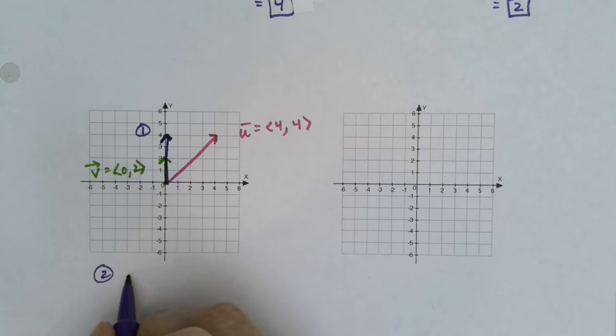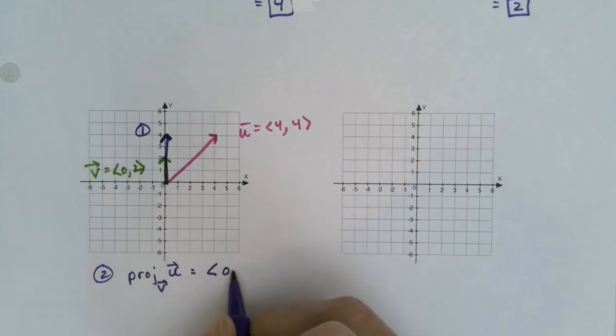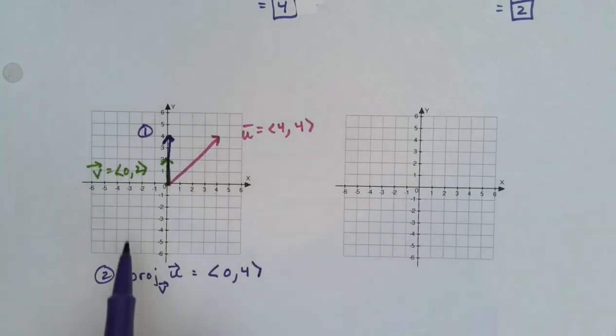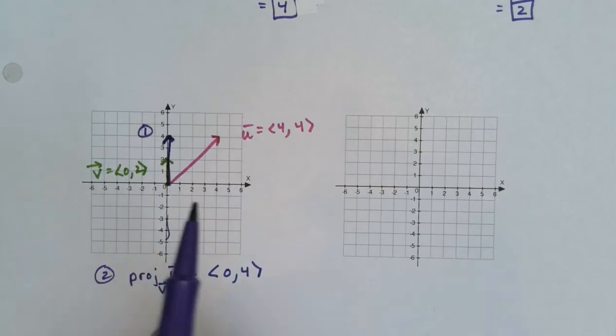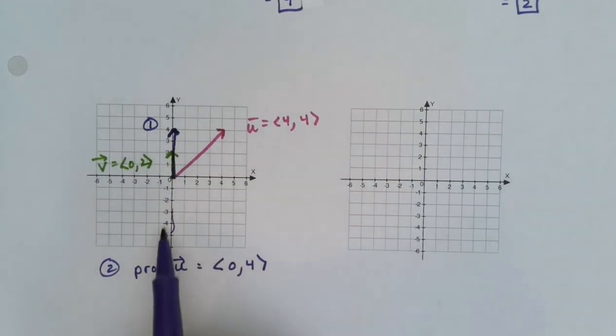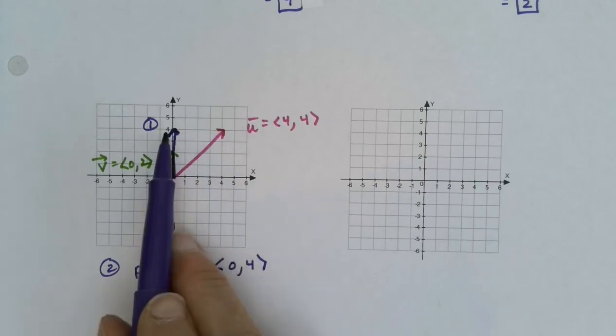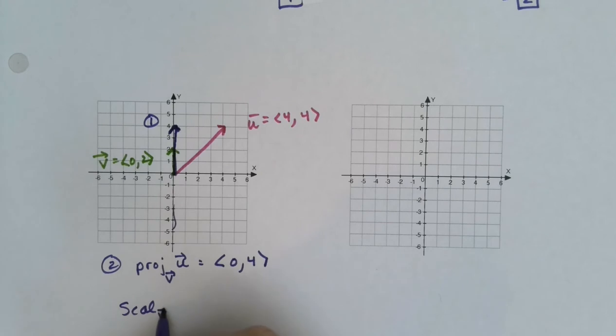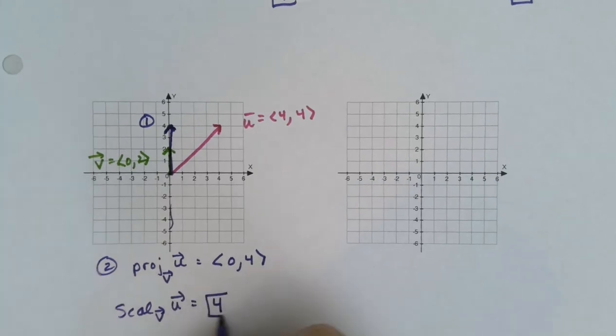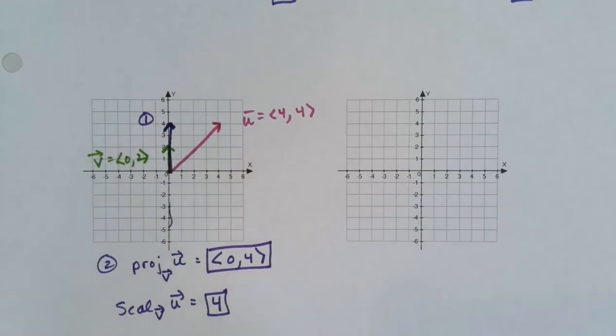So part 2, let me just say it. The projection of u onto v is 0, 4, because it's the line containing the vector v. So that line contains, well, in this case, it's the entire y-axis. And so therefore, that shadow gets cast there. And the scalar for it, again, will be 4. It's the square root of 4 squared, which is 4. Easy as pie.